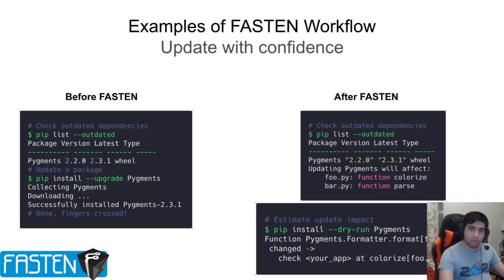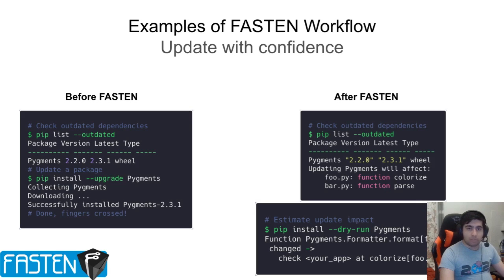Here is one example of a Fasten workflow. Before Fasten, people use pip, a package manager for Python, which analyzes all the dependencies and even updates the dependencies and installs them. On the right hand, we have the Fasten extension for pip, which provides more information for Python developers, such as security vulnerabilities, license compliance, and change impact analysis. That's our goal, basically.